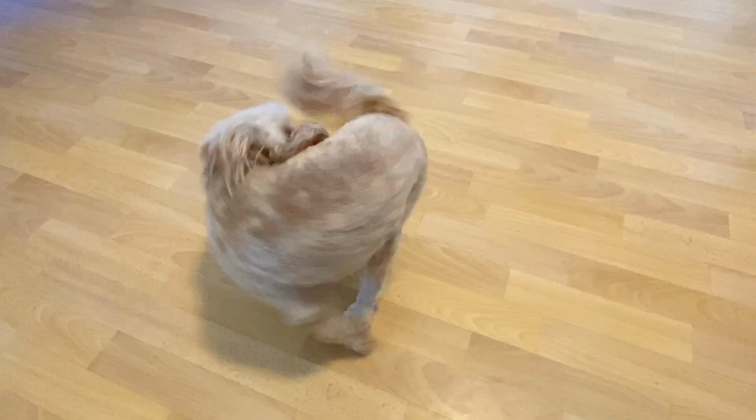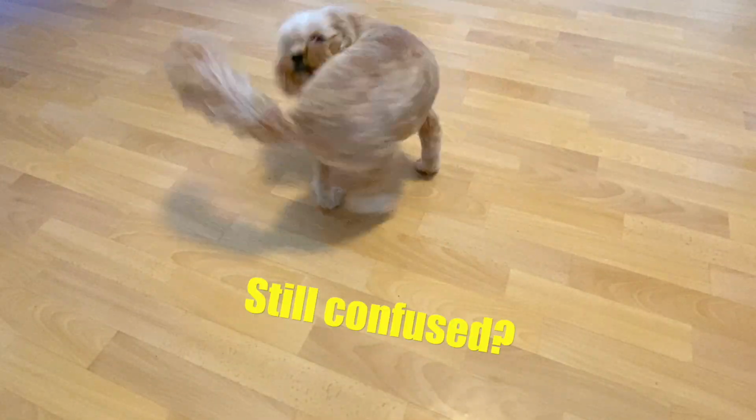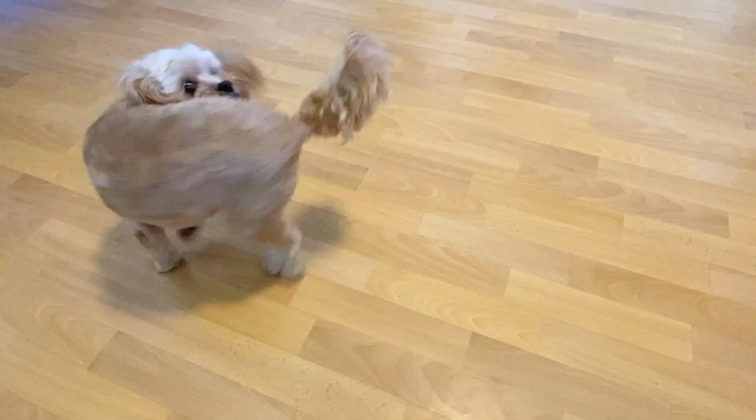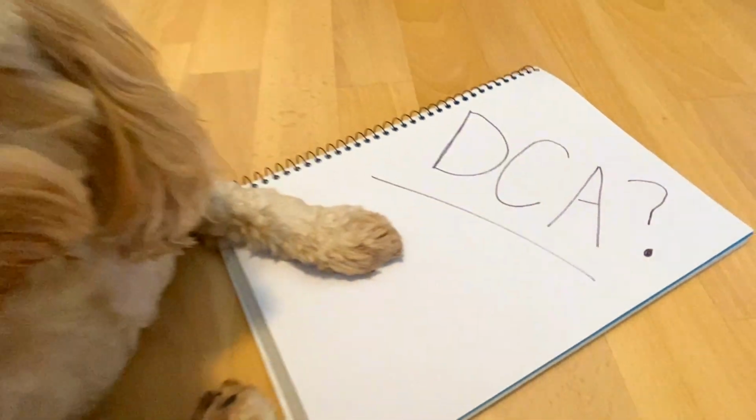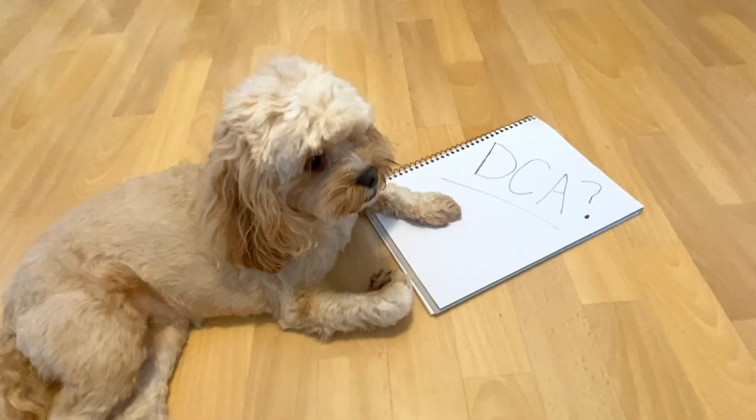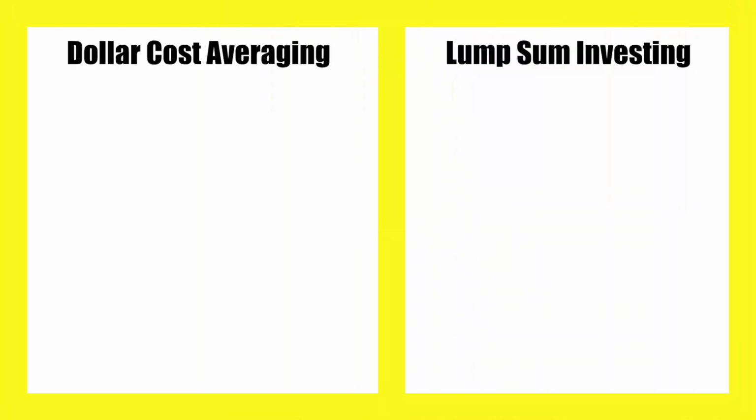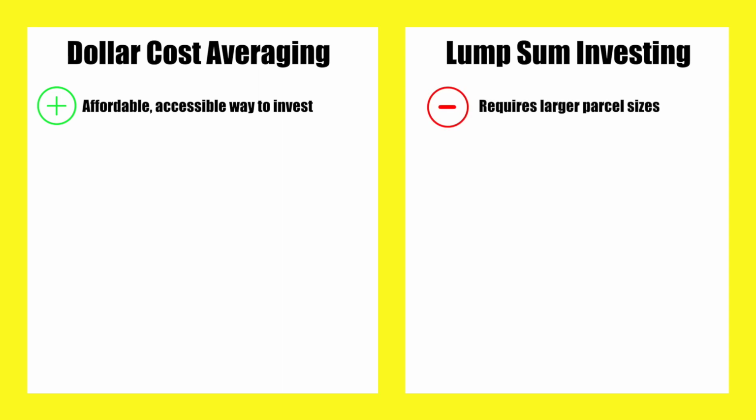Is your head still spinning? Are you still confused? Let's look a little bit closer at the pros and cons of dollar cost averaging versus lump sum investing. Dollar cost averaging is an affordable way to invest. You can do it on a regular schedule in smaller amounts, which makes it very achievable. Lump sum investors will need more time to accrue their deposits ready to hit the market.